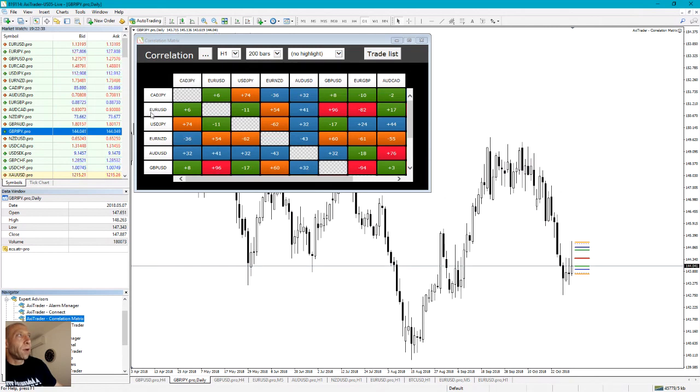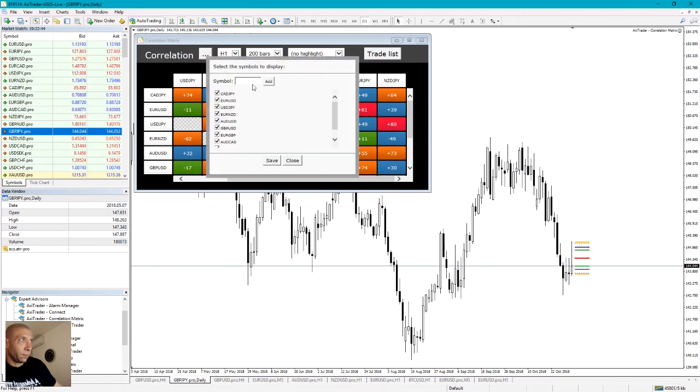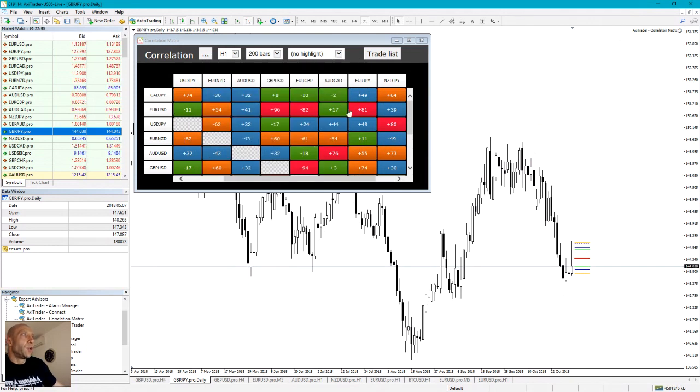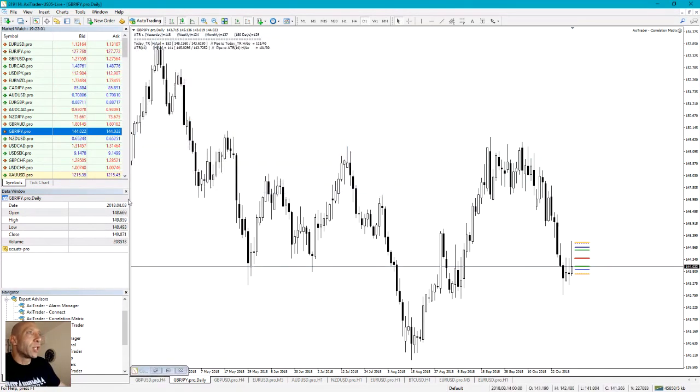But if you see a negative correlation, such as, for example, with EURUSD and USDCHF, let's see if I have it here. We can add it here. Okay, save. You see now, EURUSD and USDCHF, minus 83. It means that EURUSD and USDCHF are moving in opposite ways. So watch these correlation tables.